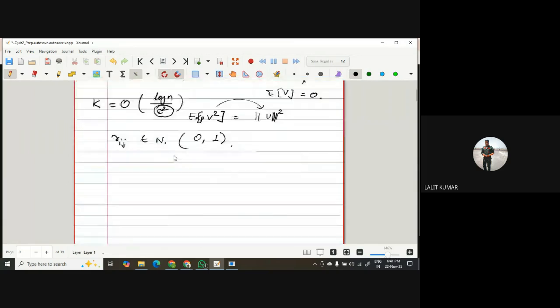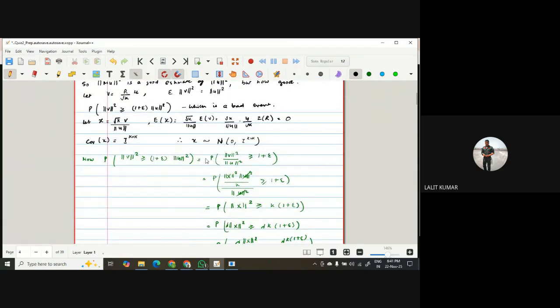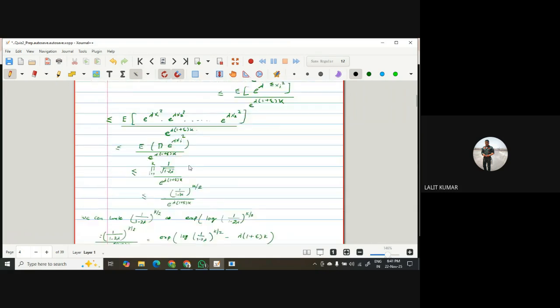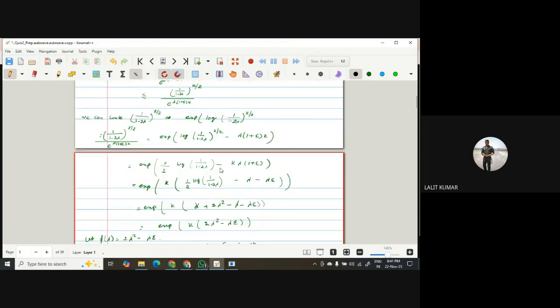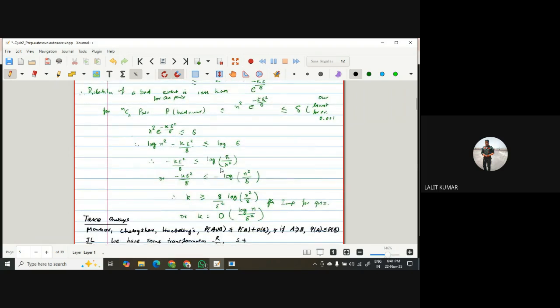Now there are the proofs of how it comes to log n by epsilon squared. There is a long proof. Yes, you can go through this.